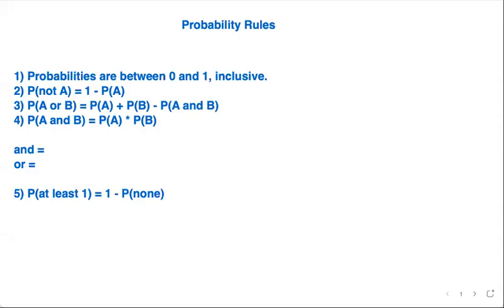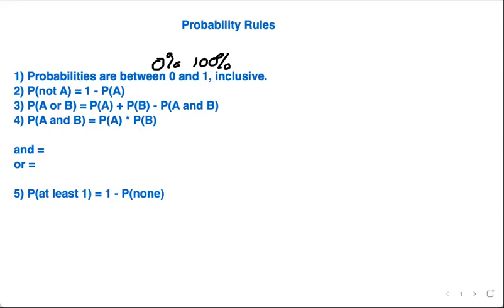Let's talk about the rules of probability. So starting with the fact that probabilities have to be between 0 and 1 inclusive. That means it includes 0, which means it doesn't happen, and includes 1, which means it's certain to happen. In percentages, that's 0% to 100%. You can't be over 100%, and you can't have a negative probability.